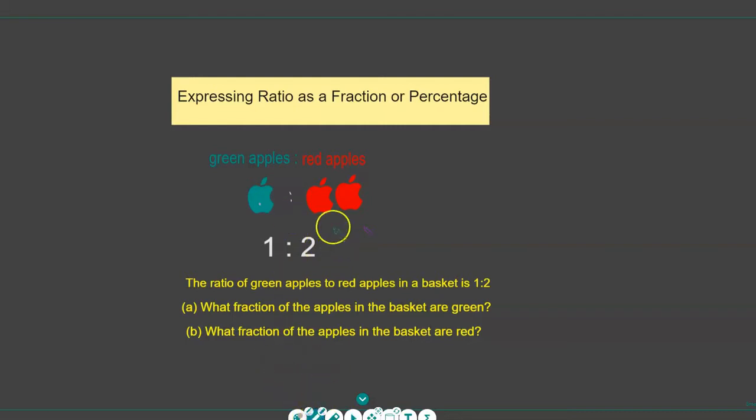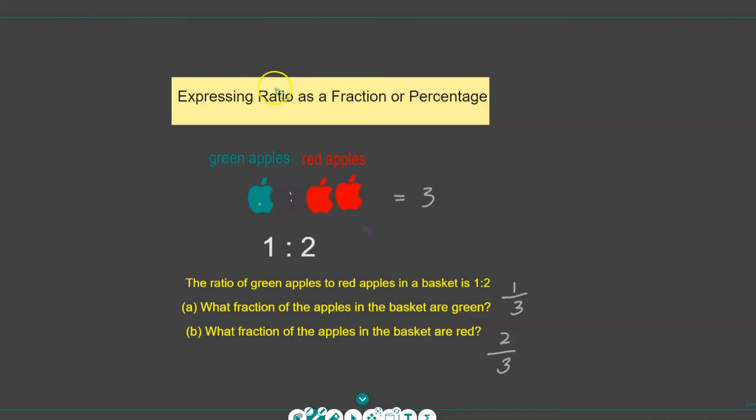So you can add one green apple plus two red apples is equal to 3 apples. Now, what fraction of the apples in the basket are green? So there is one green apple out of 3 apples, so 1/3. Now you are asked what fraction of the apples in the basket are red? So there are 2/3. So if you add 1/3 and 2/3, it will give you 3/3 or 1. That's 1 whole.